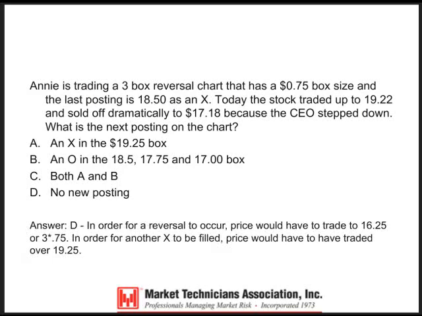Yeah, okay, so Ann's trading a 3-box reversal chart that has a 75-cent box size, and the last posting is 1850 and an X. So right off the bat, you know it's an up column. Today the stock traded up to 1922 and sold off dramatically to 1718 because CEO news came out, the CEO stepped down. What's the next posting on the chart?